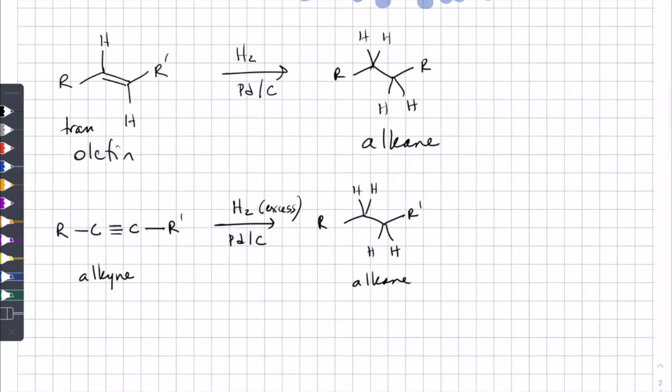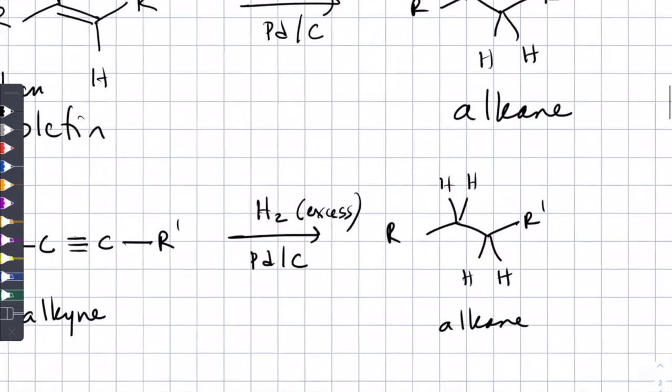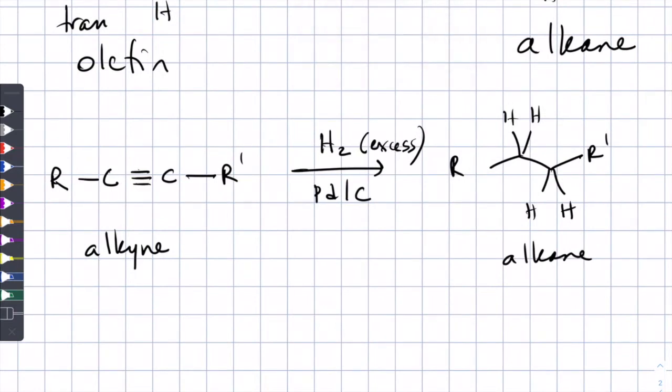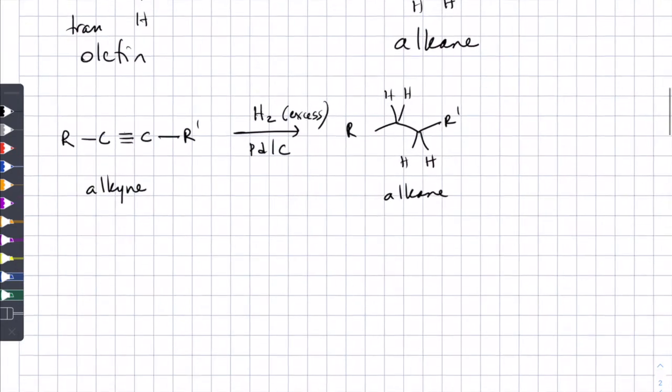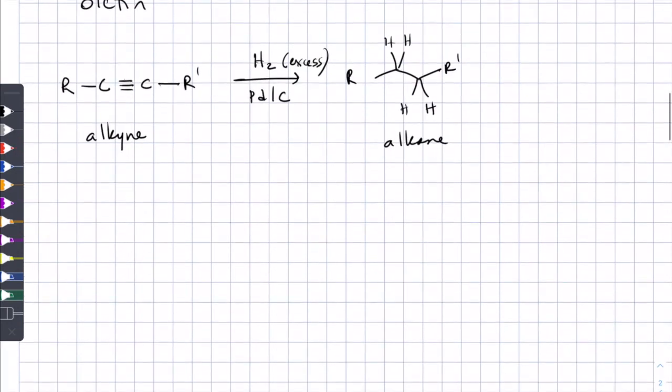Okay, sorry, others? Why does it say H2 excess on that reaction with the alkyne? I wouldn't require you to show this. I'm just making the point that generally with this method, you cannot stop at the alkene or the olefin. You have to go all the way to the alkane. All right. Other questions?